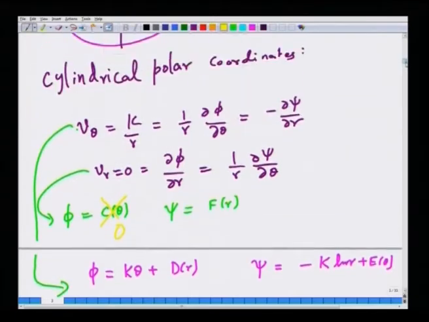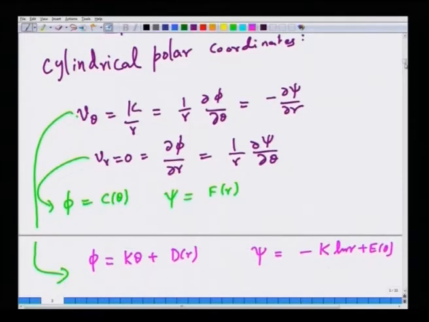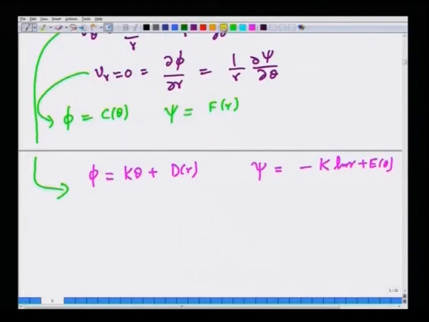So, let me see, sorry. Okay. So, phi is a function only of theta. So, this constant is identically 0, I am sorry. Okay. Likewise, this constant, since psi is a function only of r, is 0. So, ultimately we get phi is k theta, psi is minus k ln r.